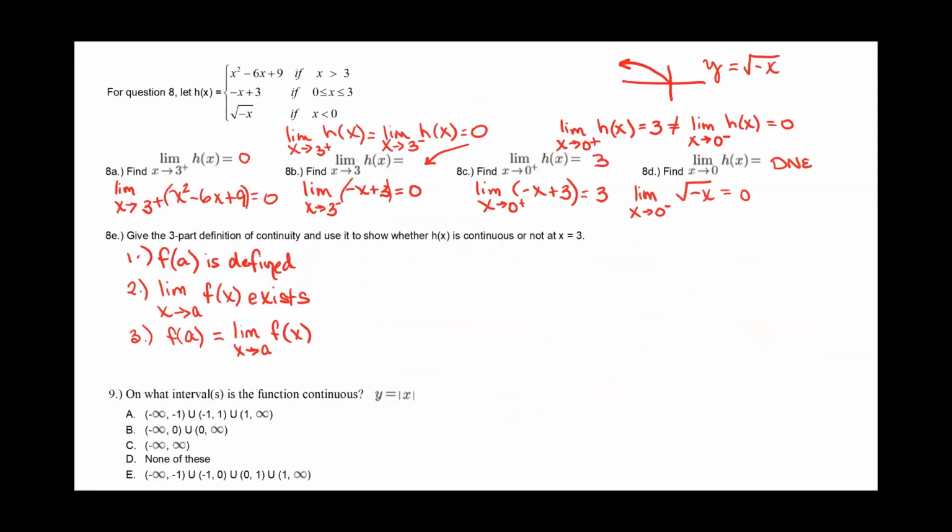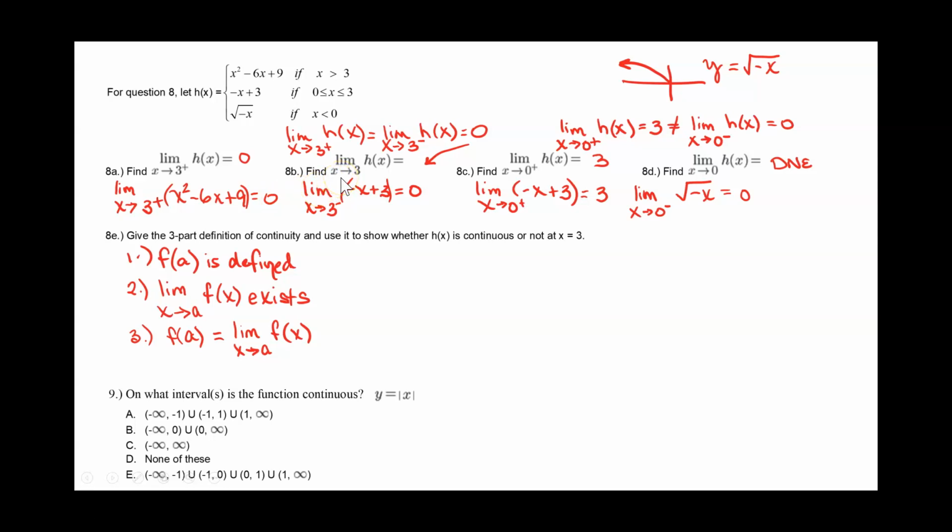All right, for number 8, we have a piecewise defined function. So if we start approaching 3 from the right, those are values greater than 3. So I'm going to use this top piece up here for values greater than 3. So if I plug in 3, I'm going to get 3 squared is 9 minus 18 is negative 9 plus 9 is 0.